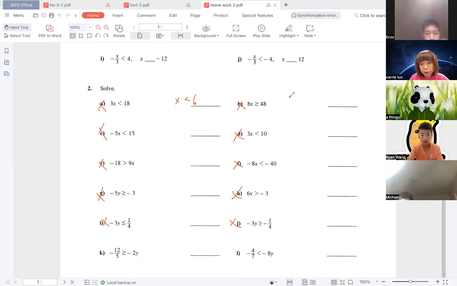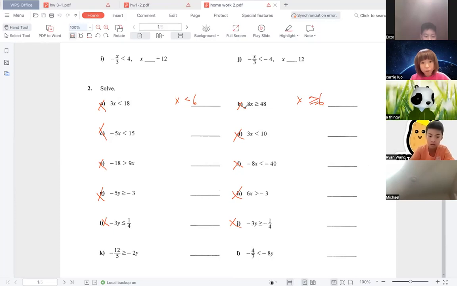Okay, number H, 8x is bigger than or equal to 48. x equals what? x is bigger than or equal to 6, because there's no negative sign. Got it?